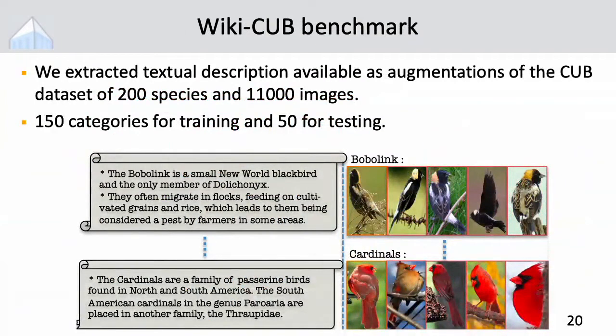How do we evaluate that? We evaluated that on multiple datasets, but here, for example, we use the CUB dataset just for the sake of time. I will cover just one, but the same thing applies to other datasets as well. The CUB dataset has 200 bird species and 11,000 images. We divided that into 150 categories for training, and the remaining 50 are used for testing.